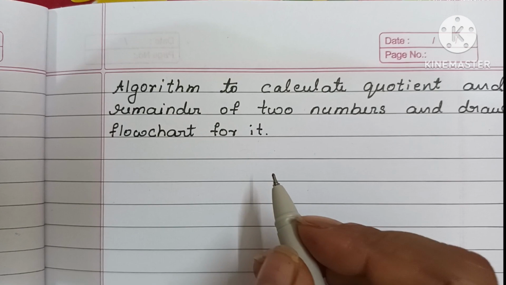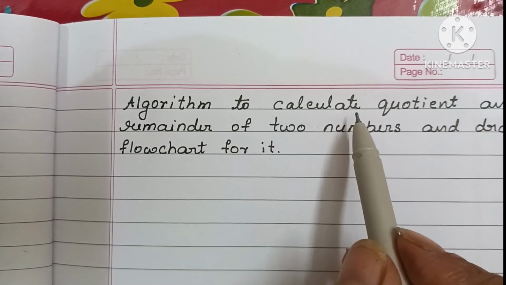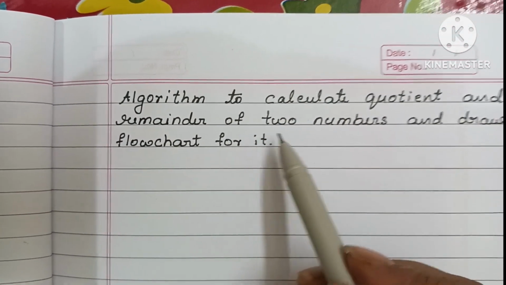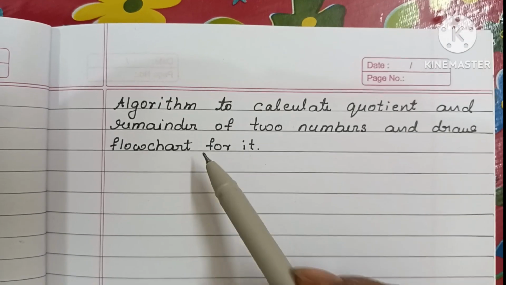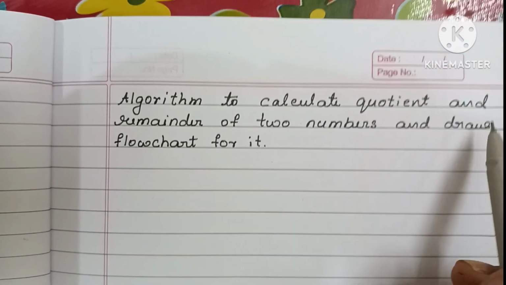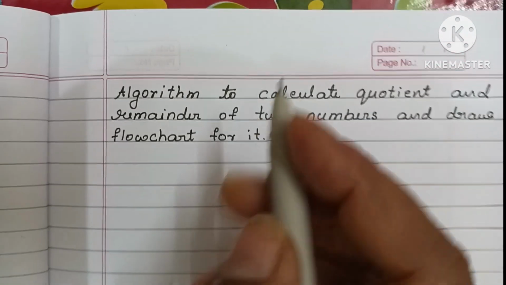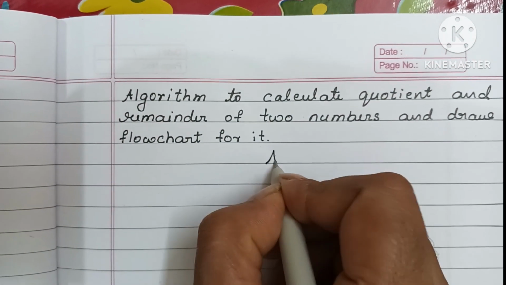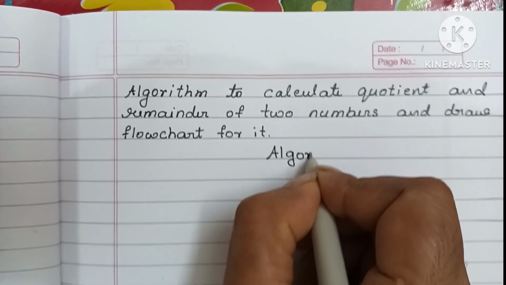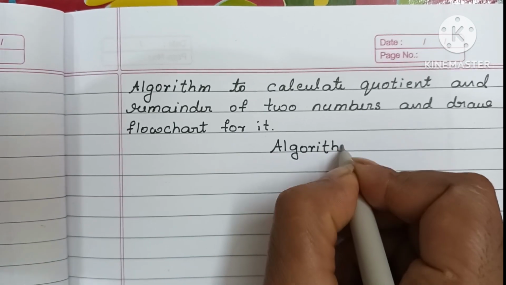Guys, in this video we are going to learn how to write an algorithm to calculate the quotient and remainder of two numbers and draw a flowchart for it. Here we have to find the quotient and remainder of two numbers using an algorithm and flowchart. First we are going to write the algorithm. An algorithm is a step-by-step process to solve a problem.